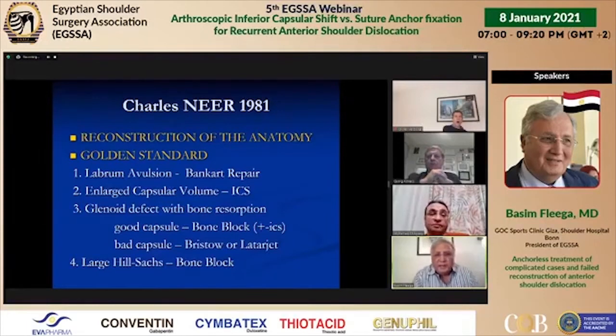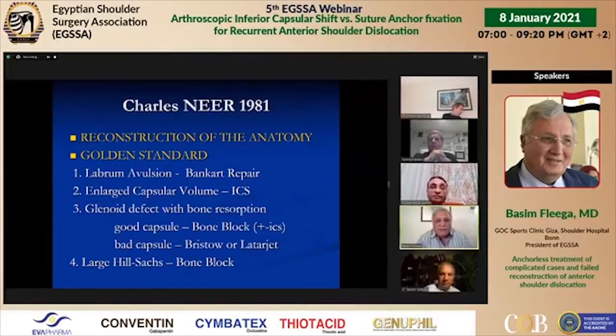Charles Neer, in the beginning of the 80s, introduced the reconstruction of the anatomy as a golden standard for repair. It was based on repairing a labrum avulsion or a Bankert lesion with a Bankert repair, enlarged capsule volume with the inferior capsular shift, and treating the glenoid defects with either a bone block or a Bristow or Latarjet, and the large Hill-Sachs lesion with the bone block.